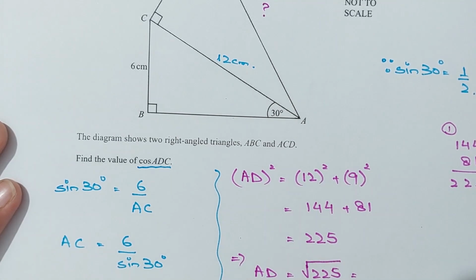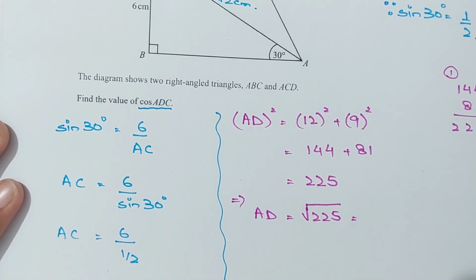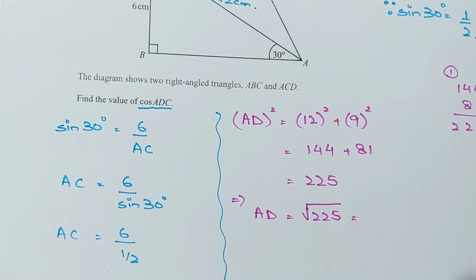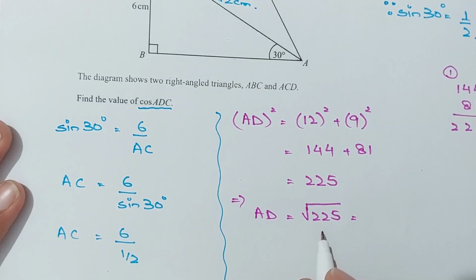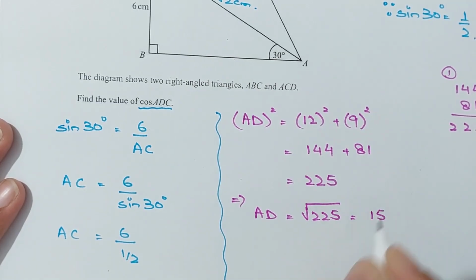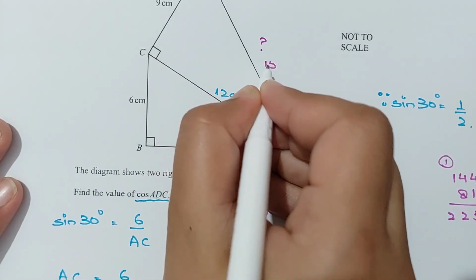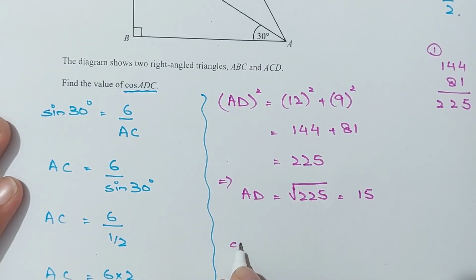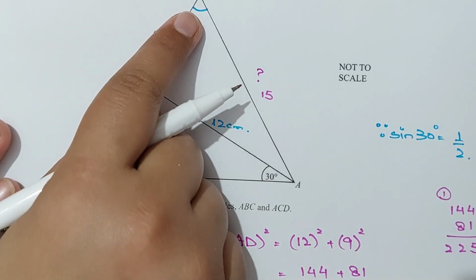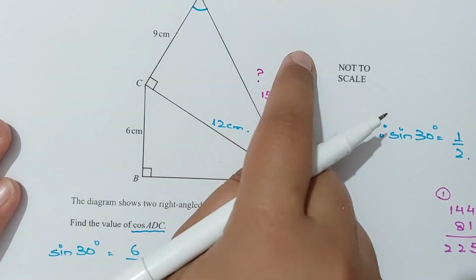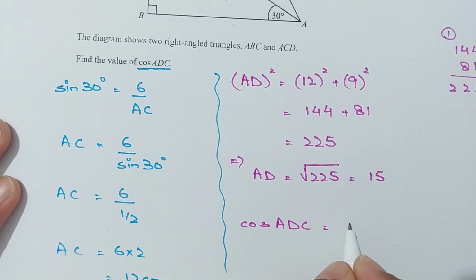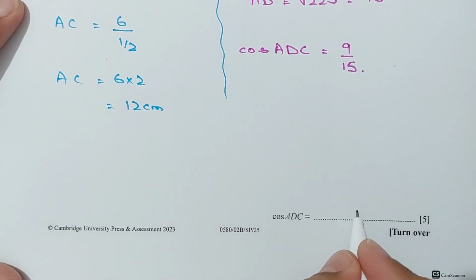For the square root of 225, without a calculator you have to remember the squares of some numbers, like 2 squared is 4, 3 squared is 9, and so on. We know that 15 squared is 225, so this equals 15. So this length is 15. Now we can easily get cos of ADC, which is adjacent over hypotenuse. Adjacent is 9 and the hypotenuse is 15. Cos of that angle is 9 over 15.